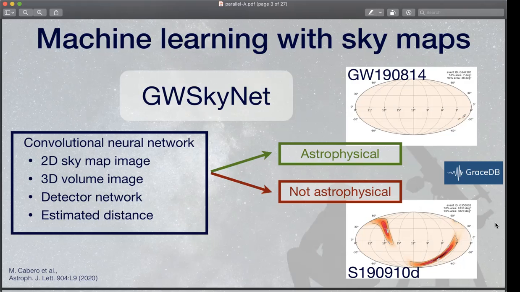So this is a convolutional neural network that uses the information released by LIGO Virgo, which is the 2D sky map image, like the ones on the right-hand side, and the 3D volume images. For LIGO Virgo sources, we also need the detector network because it will be important in telling us how accurate the sky location is. If it's too accurate and we only have one detector, then we know it's probably instrumental noise. But there are much more complicated cases. For LISA, we won't need this information because it's just one instrument. But the estimated distance is also important in telling us how accurate the sky localization is, and it helps to determine if a sky map comes from a real event or not. Next slide, please.